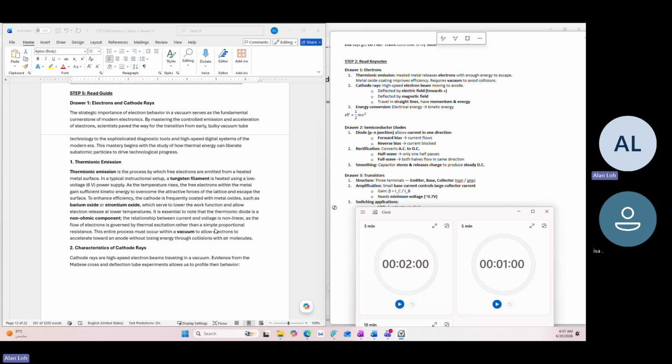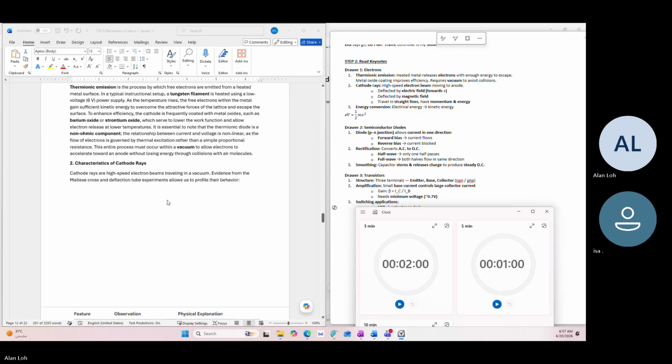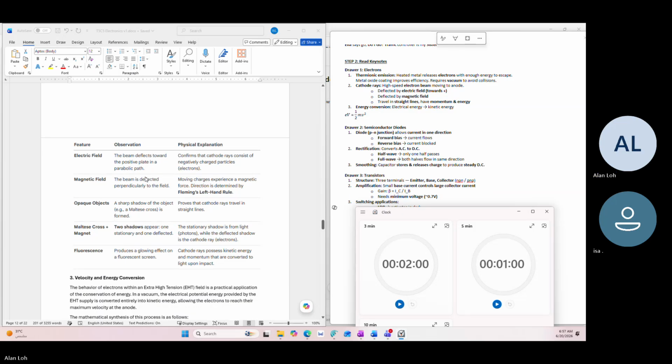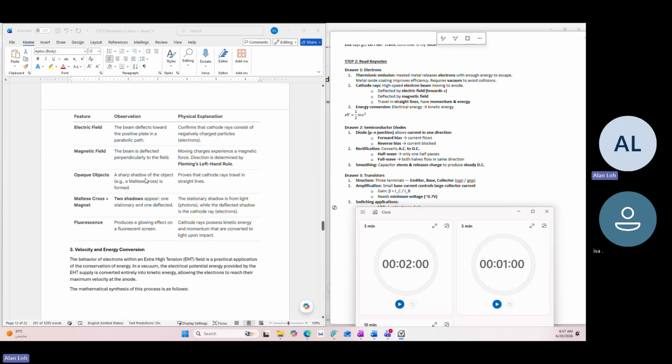Okay, I think by now you know thermionic emission quite well. Now, point number 2 is about the characteristic of cathode ray. There's one table. Okay, let's read this in 1 minute. Then we'll read the table until this point number 3. One minute is enough. Okay, let's try 1 minute. Then let's see.